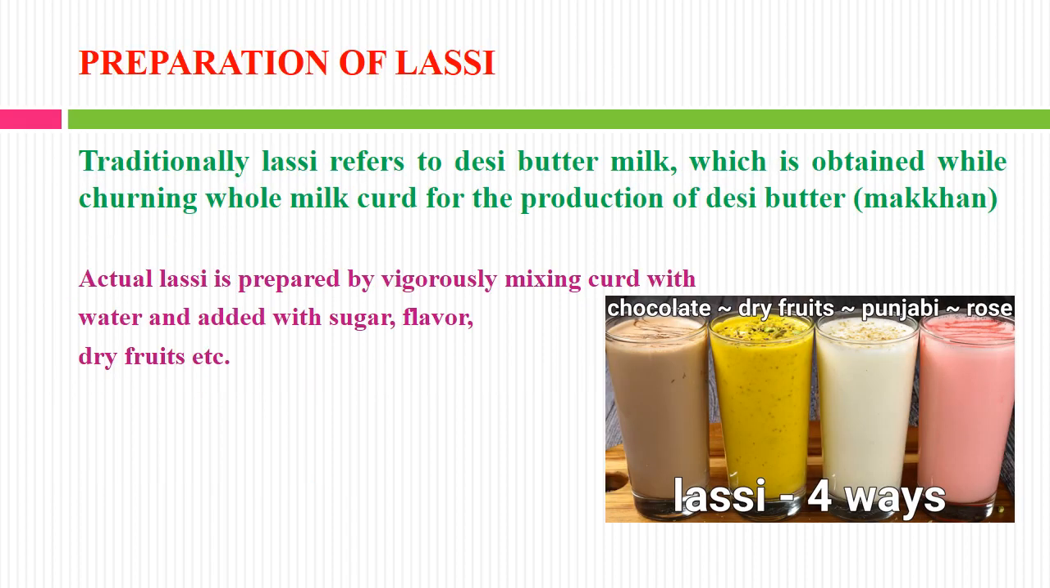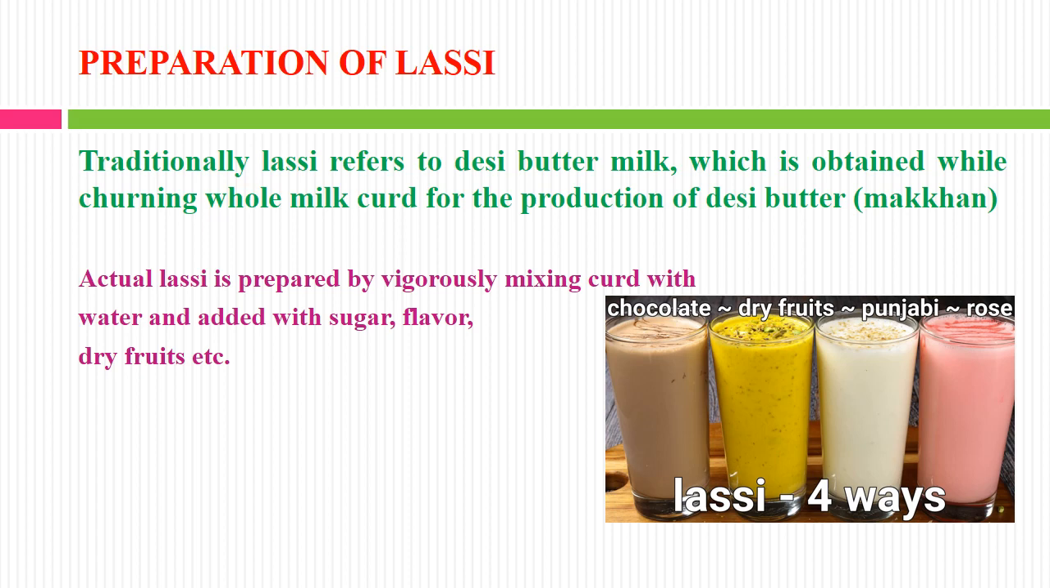Now briefly we will discuss the preparation of lassi. So what is lassi? Traditionally lassi refers to desi buttermilk, which is obtained while churning whole milk curd for the production of desi butter. While discussing butter and ghee, I told you that traditionally they make curd and then churn it manually by the traditional method.